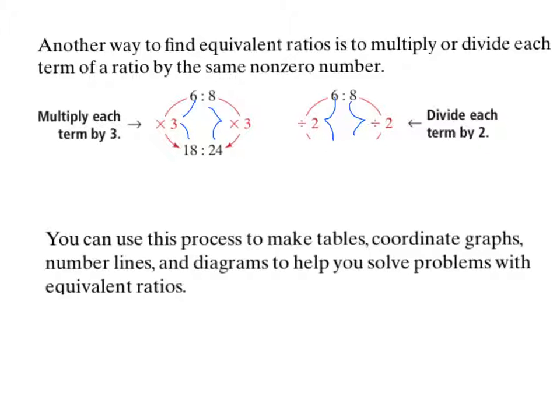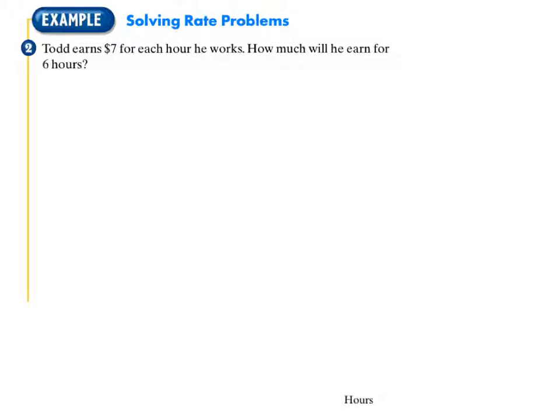You can use this process to make tables, coordinate graphs, number lines, and diagrams to help you solve problems with equivalent ratios. Let's look at a sample for solving rate problems. Todd earns $7 for each hour he works. So his rate is $7 per hour. How much will he earn for 6 hours?